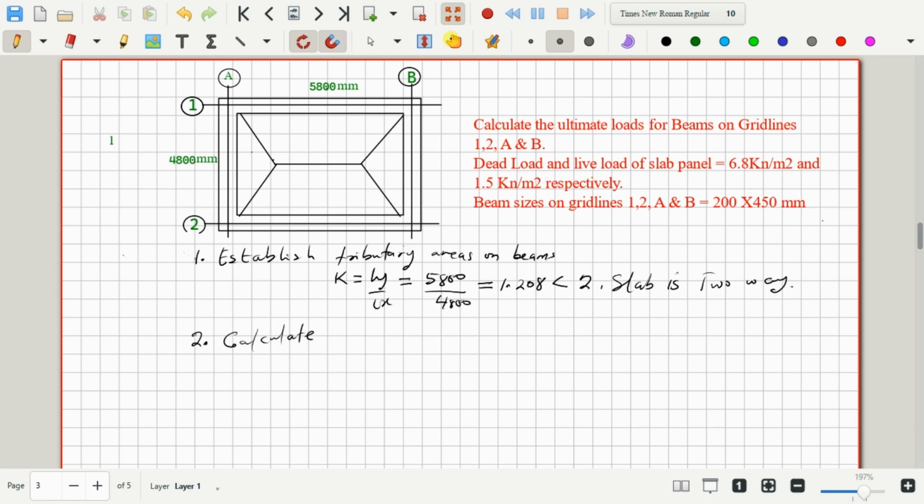We are now starting the calculation on the beam loads. So calculate dead load on beam 1. So beam on grid line 1, let's denote it as beam 1, and beam on grid line 2 will be beam 2. That of A and B will be beam A and B respectively. So now when we consider beam on grid line 1, the total load acting on it comprises its self weight and then the tributary load from the slab that is acting on it.